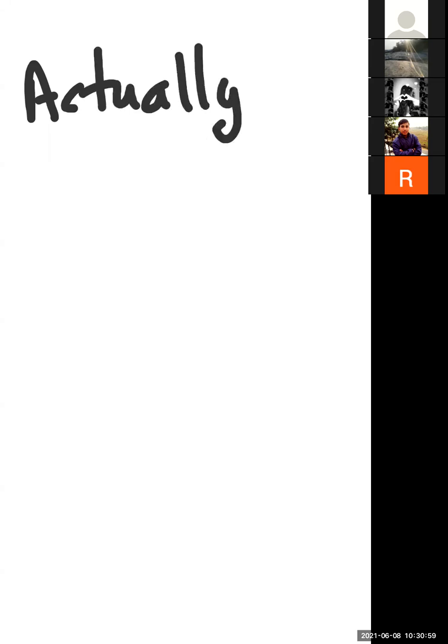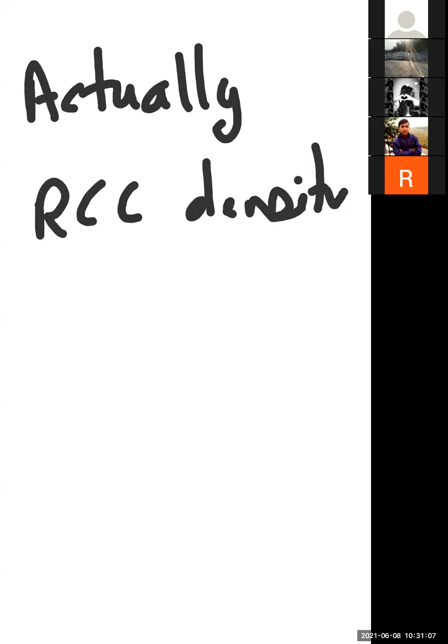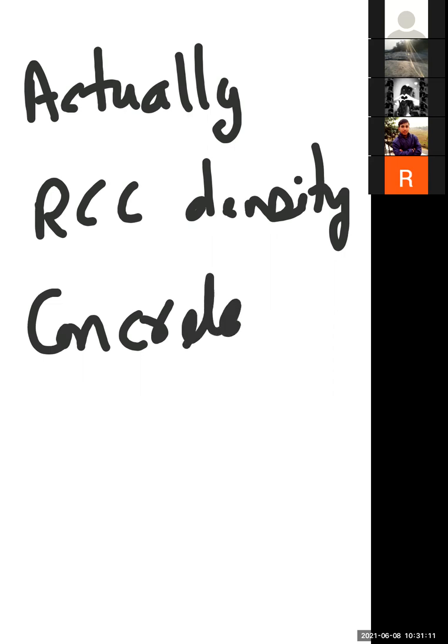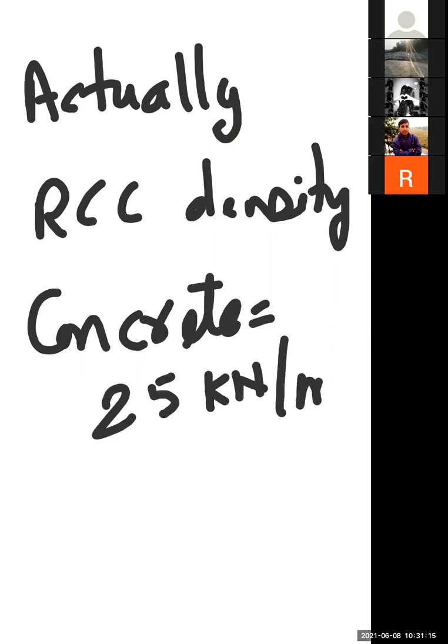तो इधर हमें density और write as a note actually, in case of RCC, density of concrete is 25 kilonewton per meter cube.